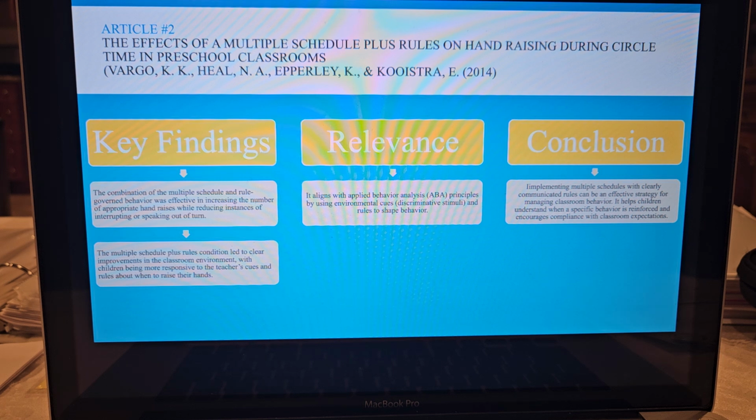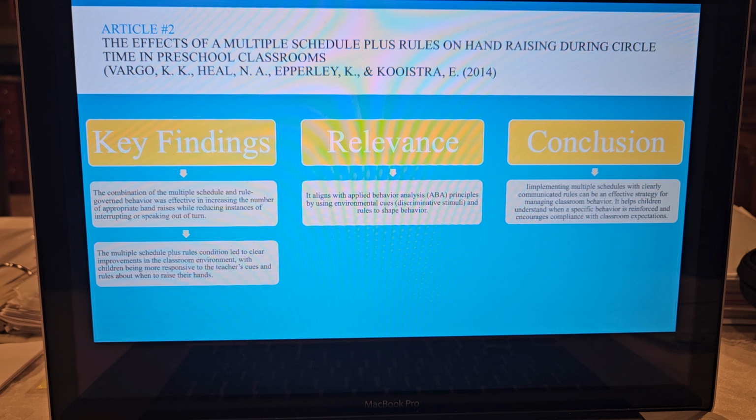The combination of the multiple schedule and the rule-governed behavior was effective in increasing the number of appropriate hand raises while reducing the instances of interruption during the speaking out of turn. The multiple schedules plus rules condition led to clear improvements in the classroom environment. The children began to be more responsive to teachers' cues and the rules when to raise their hands.